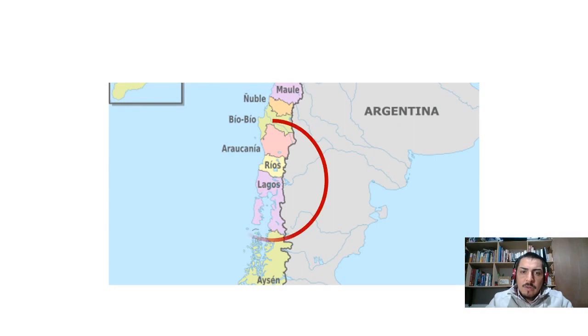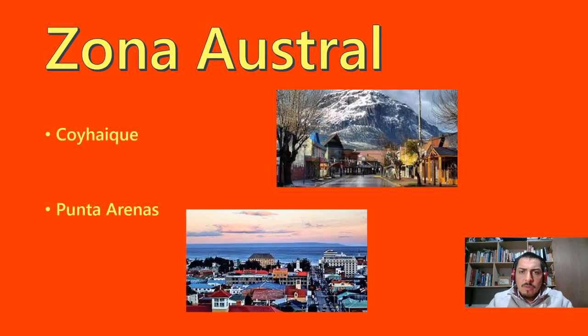And where is Zona Sur? Right there at the beginning of Araucanía region and Los Lagos. And Zona Austral, what cities can we find there? Well, there are many cities as well. Not many people live there, but most people live in Punta Arenas and Coyhaique.